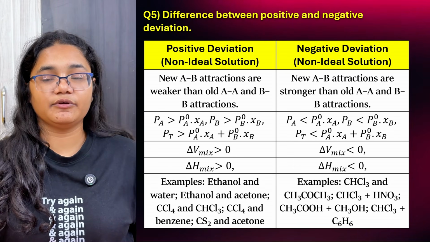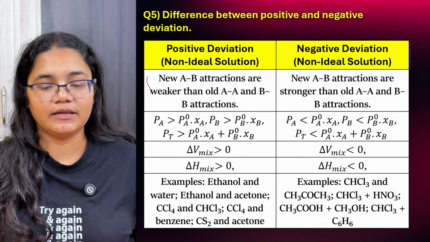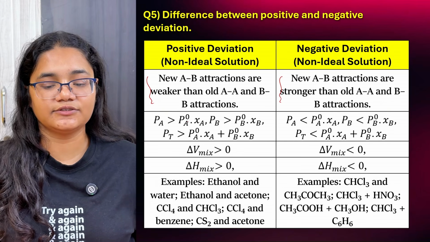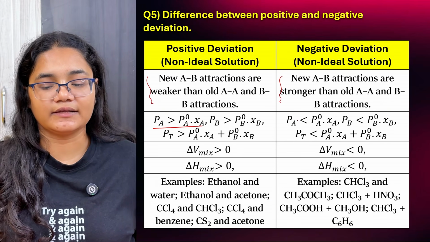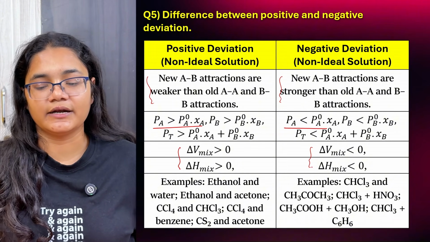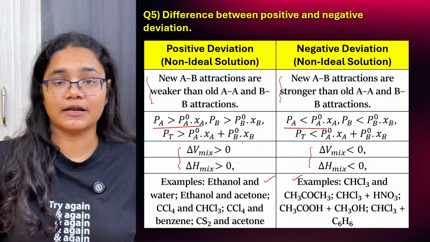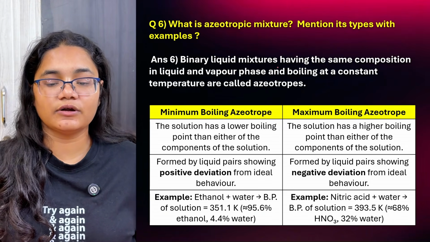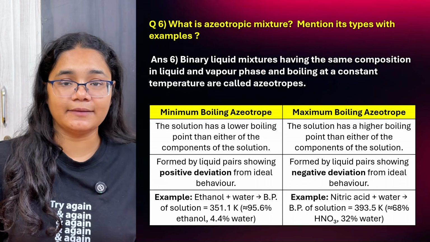Next is the difference between positive and negative deviation. Here A-B interactions are weaker, here A-B interactions are stronger. PA is greater than P⁰A xA, here PA is less than P⁰A xA. Delta H mix is greater than 0 here, here it is less than 0, and here are the examples that you should remember.